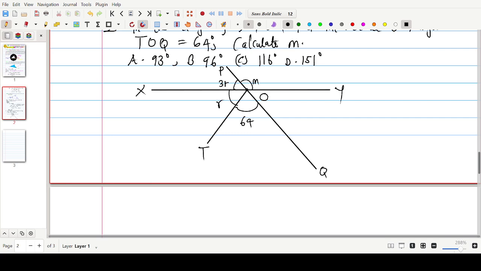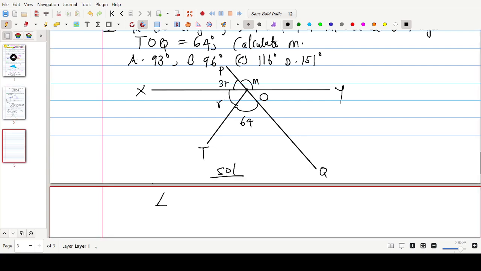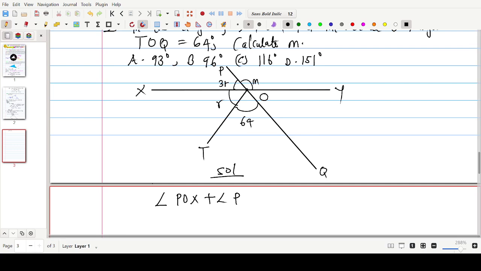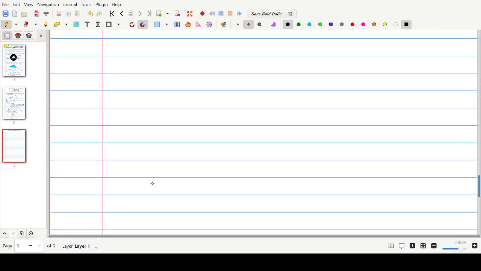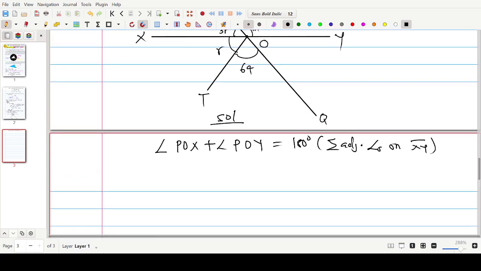So I can say, solution. Let's solve the problem. I can say angle POX plus angle POY is equal to 180 degrees. What is the reason for this statement? Sum of adjacent angles on line XY. All right, that is the reason behind the statement. So with this, angle POX is 3 arrow as spotted in the diagram, and POY is m. That means 3 arrow plus m is equal to 180 degrees.